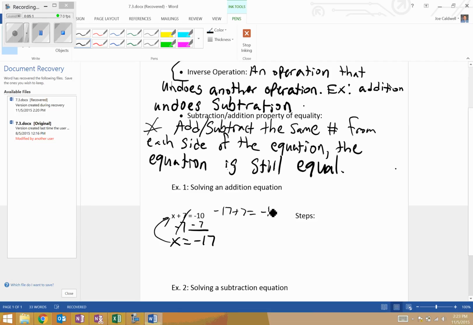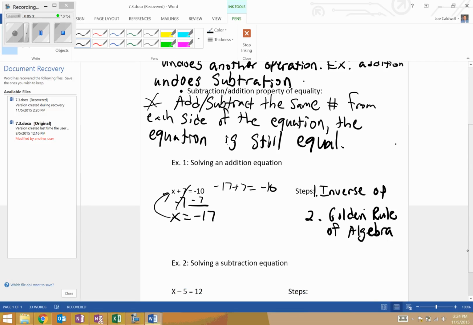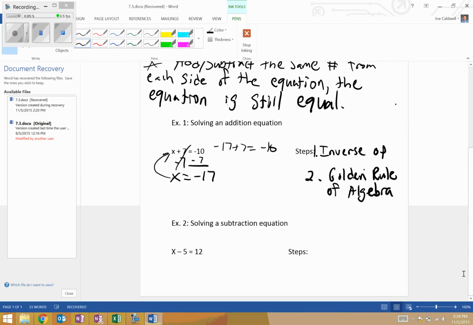Okay, so the inverse operation is always step one. And I'm just going to call it the golden rule of algebra: whatever you do to one side, you have to do the same thing to the other side. Okay? Solving a subtraction equation. Same thing here.